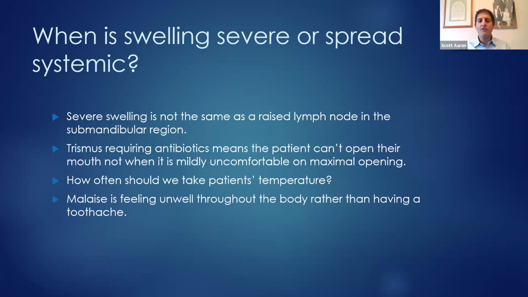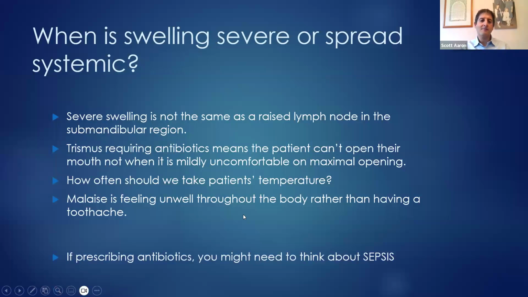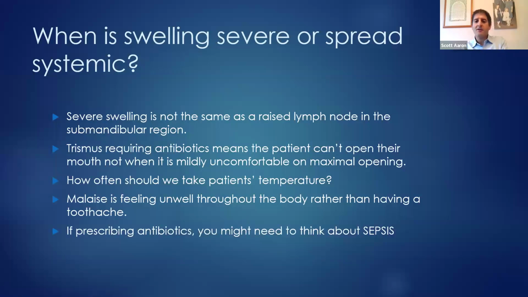Malaise is when you're feeling unwell throughout the body rather than just a toothache. You say to somebody, I see you haven't slept, I see you in a lot of pain. The pain's here, yeah? Or do you feel ill everywhere? Do you feel weak? When you've got flu or COVID and your legs have gone. It's that sort of thing. That's the time that someone's got spreading infection and that they need antibiotics. And if you're prescribing antibiotics, we always need to start thinking about sepsis. Not every antibiotic case is sepsis, but certainly, we do need to start thinking of it.